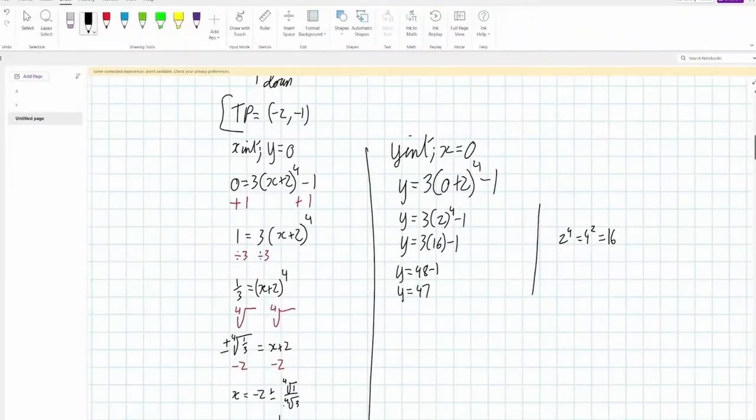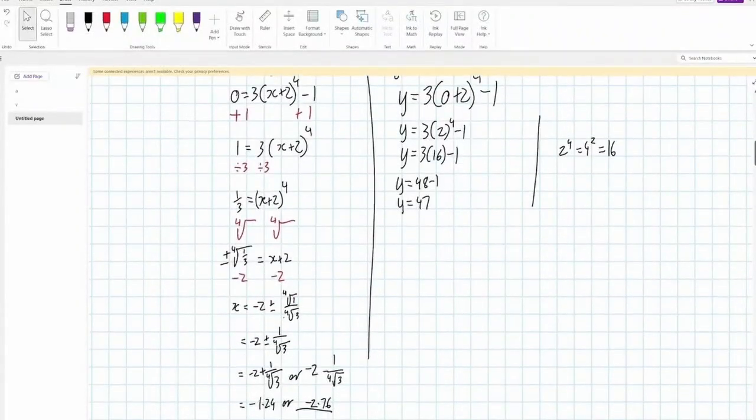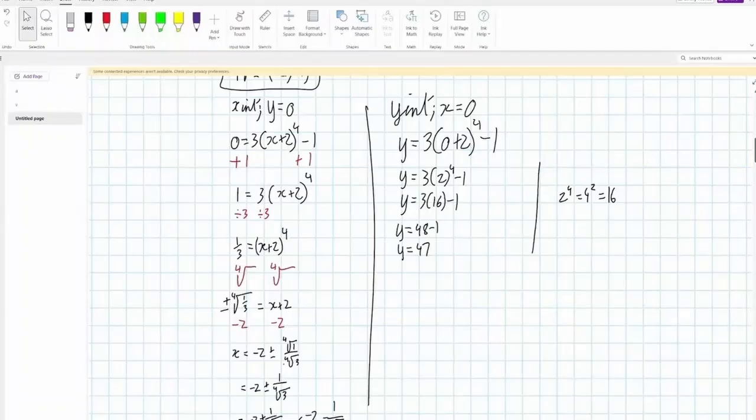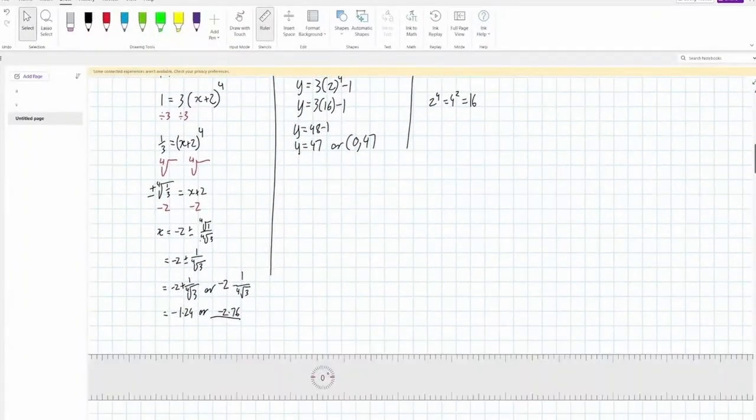We've got our toilet paper up here, the turning point. We have our x-intercepts of -2 plus or minus 1 over the fourth root of 3. And then we also have our y-intercept of 47, or in coordinate form, (0, 47). So now we can go ahead and graph our graph.